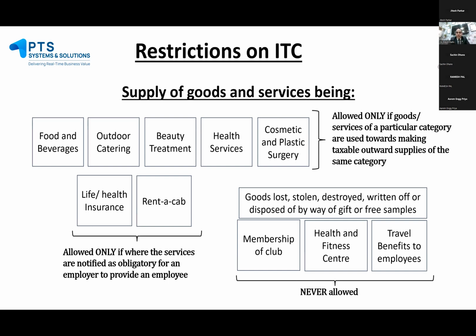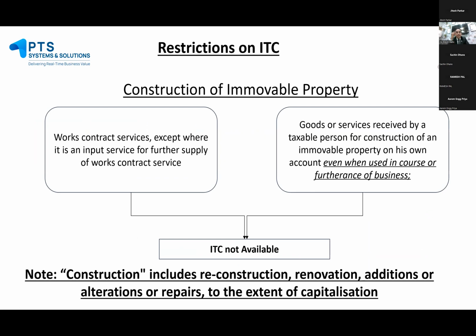Constructions. Okay, most of us are aware of this, but the note is very important. You cannot claim ITC of any immovable property, but what is covered in immovable property construction includes reconstruction, renovation, addition, alteration, or repair to the extent of capitalization. Now, this is very important. They have given this in the definition itself that only to the extent of capitalization you cannot claim. If you are not capitalizing, then you can claim. Of course, you will have to be sound enough to know the difference between capital expense and revenue expense. So whenever there is a revenue expense, even if it is related to immovable property, you can claim input credit of such revenue expense. Next.